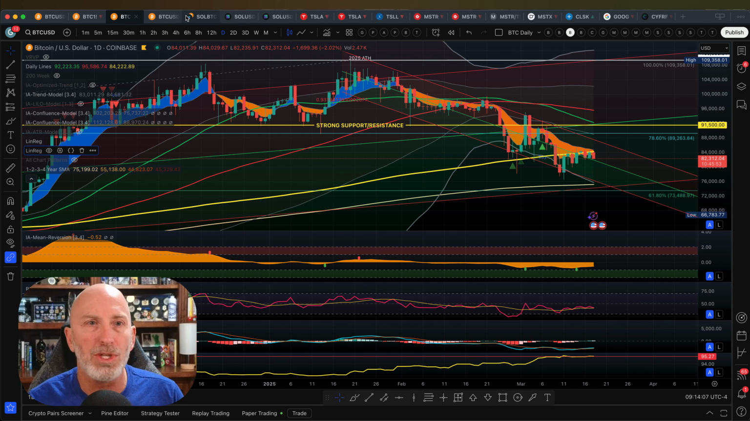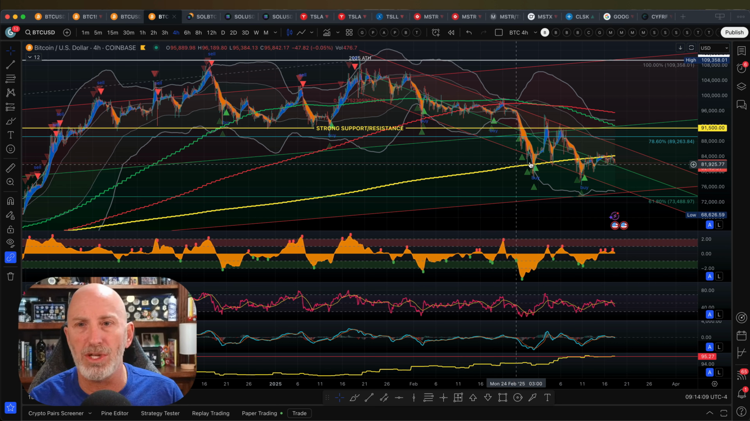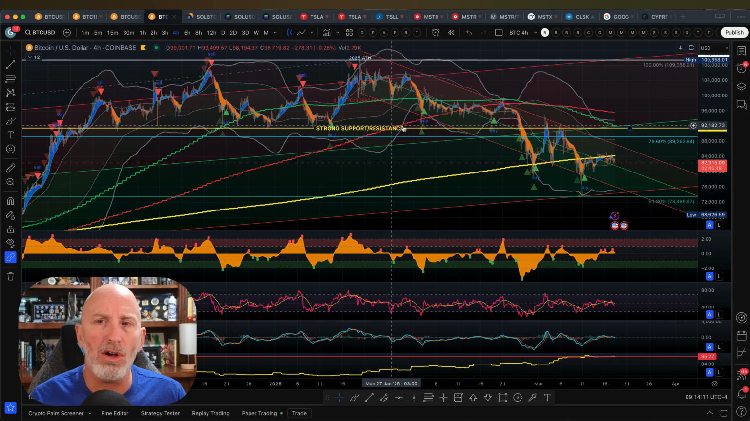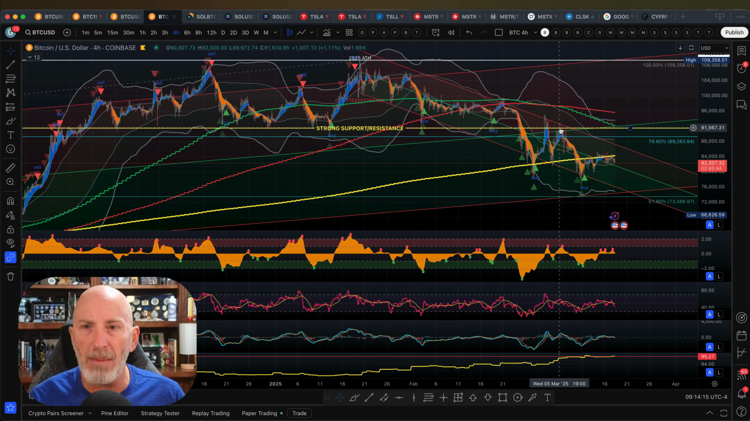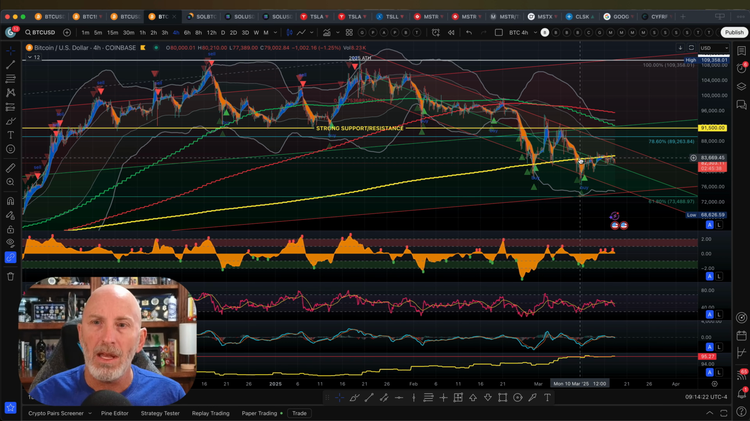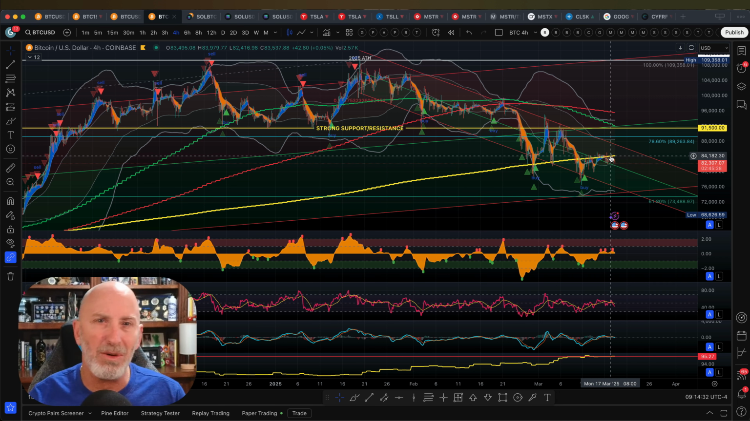Okay, we'll jump over here to the 4-hour chart. Remember, I had this strong line of support and resistance drawn at 91.5. Well, that became resistance back here in early March, and it's been resistance ever since. Now we're battling back and forth. You can really see it clearly here on the 4-hour chart where we're battling back and forth with this 200-day moving average. And for all intents and purposes, Bitcoin's been relatively flat over the last week.